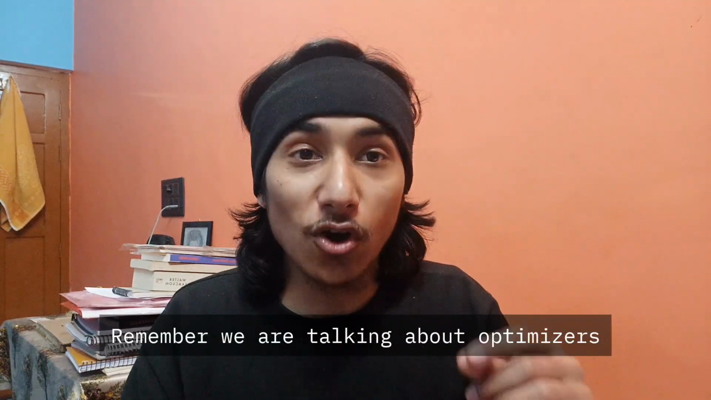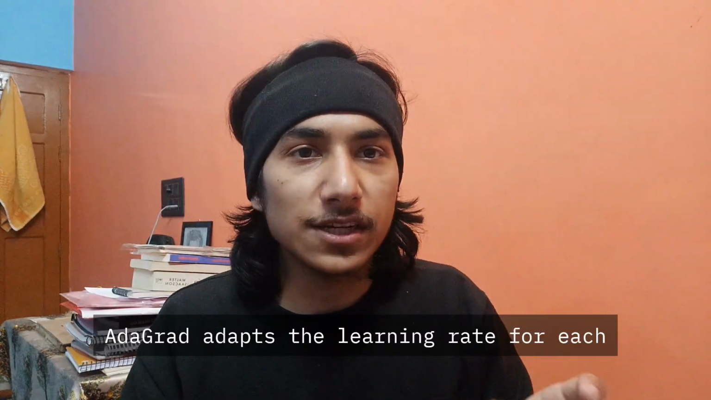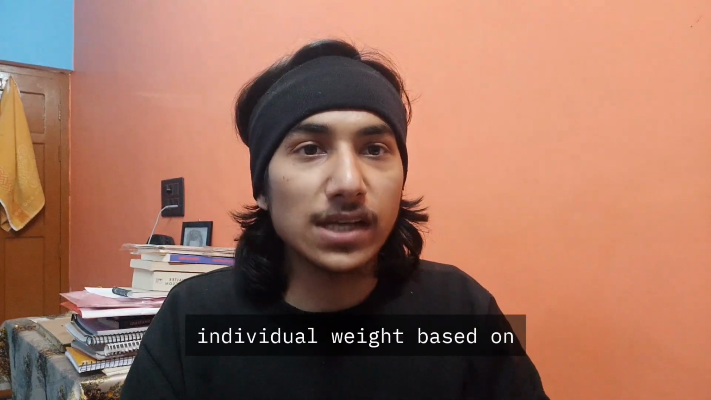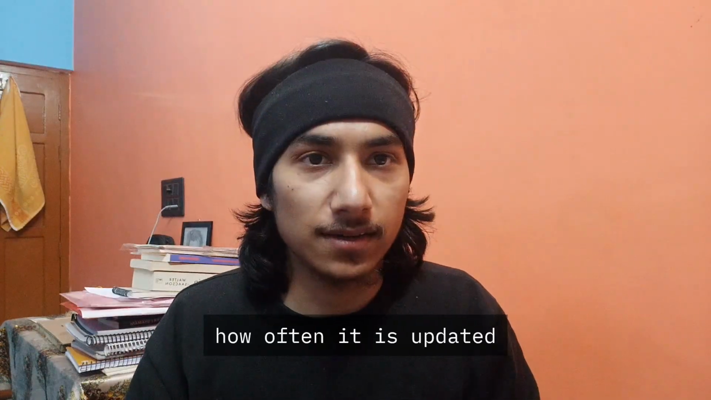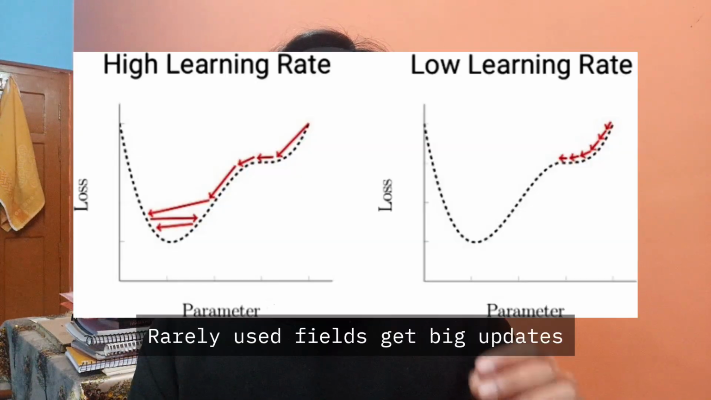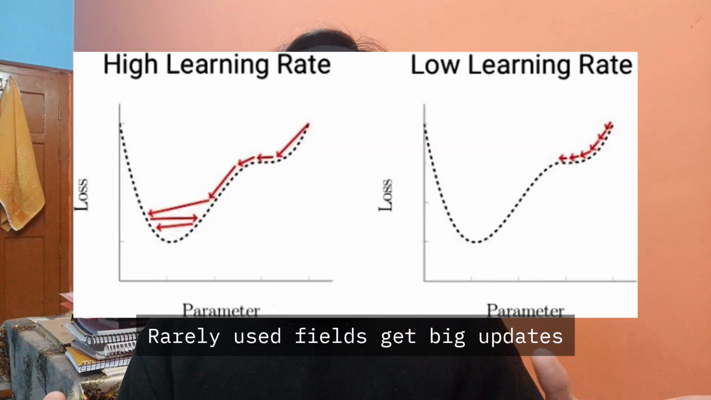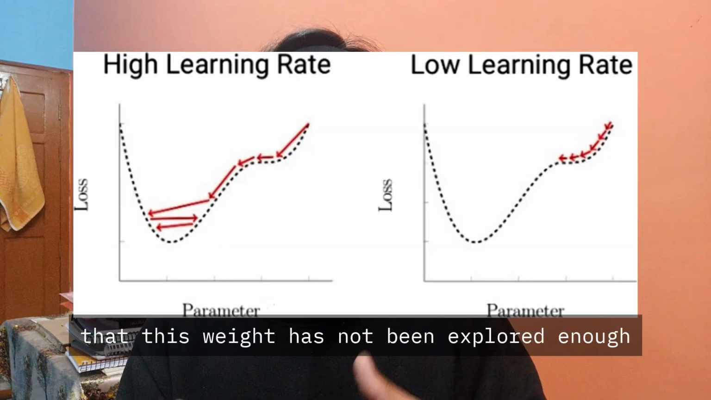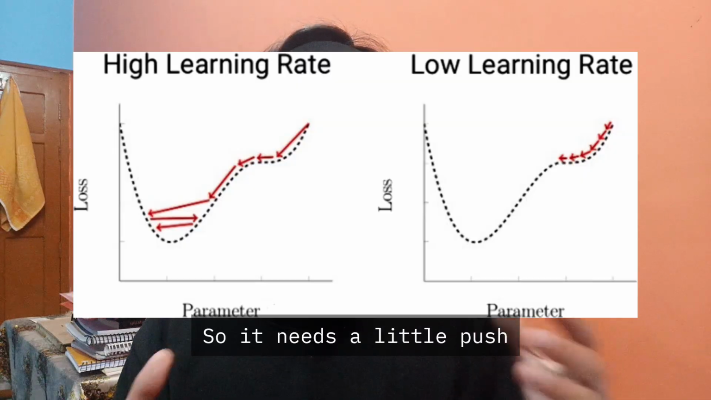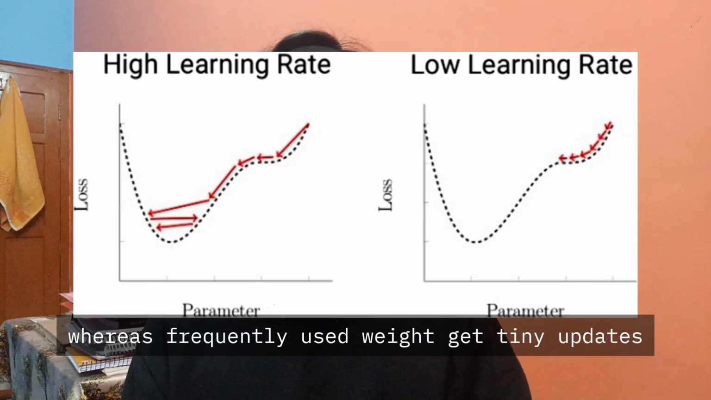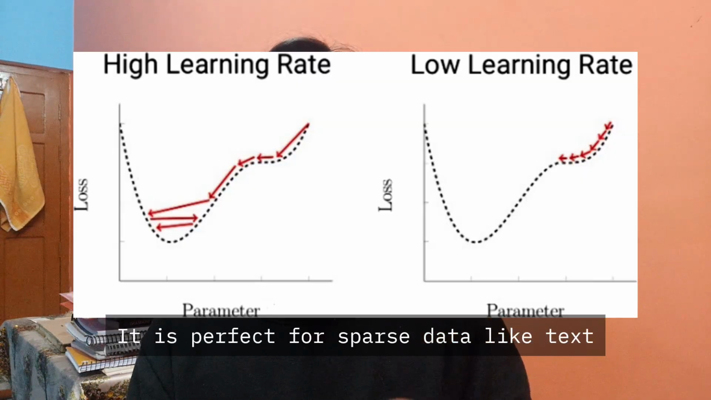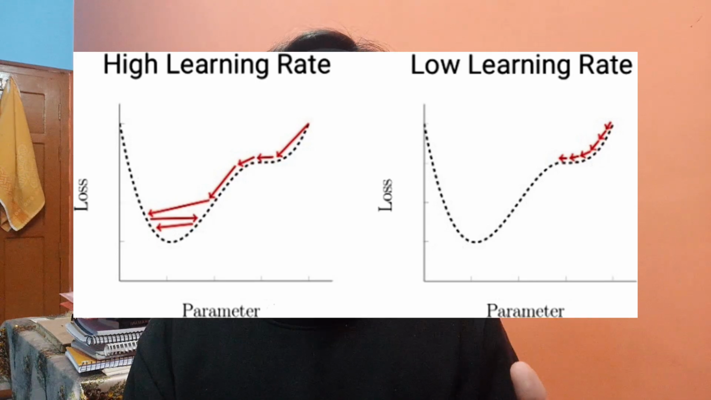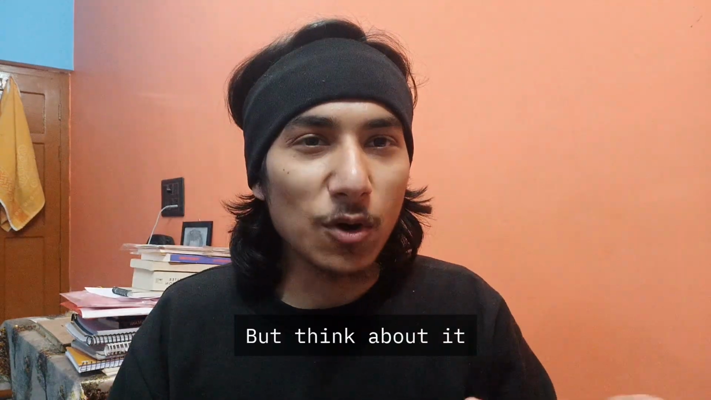Remember, we are talking about optimizers, the strategy that we use to update weights of a neural network. So, AdaGrad adapts the learning rate for each individual weight based on how often it is updated. So, here's the intuition. Rarely used weights get big updates, as AdaGrad assumes that this weight has not been explored enough, so it needs a little push, whereas frequently used weights get tiny updates. It is perfect for sparse data like text. Think bag of words.